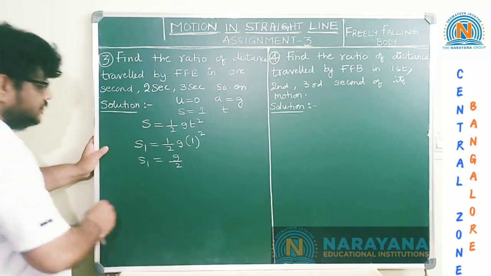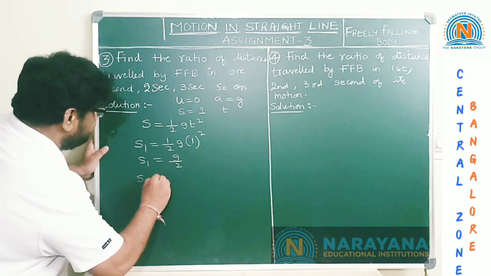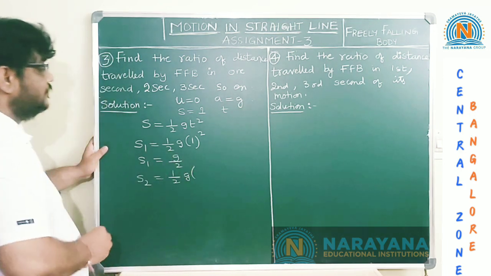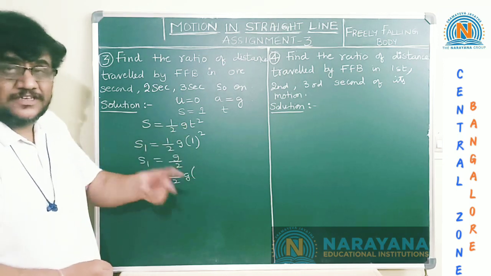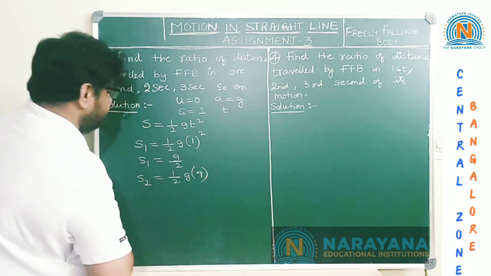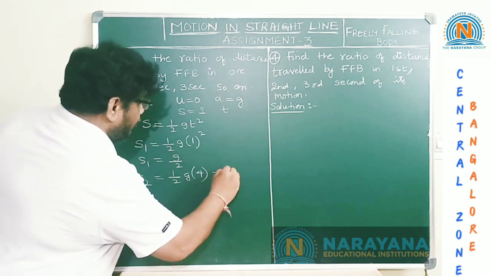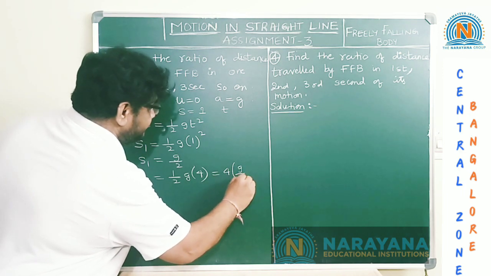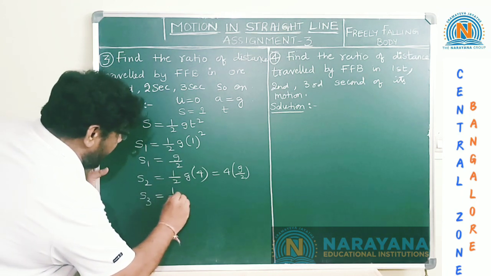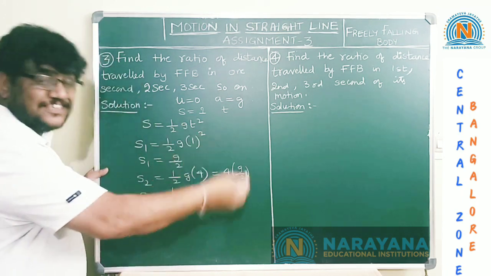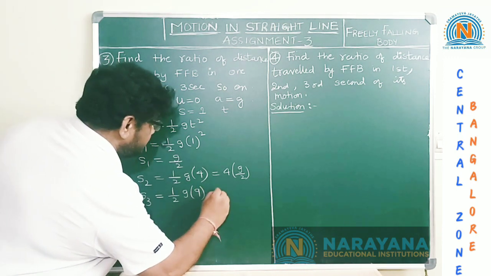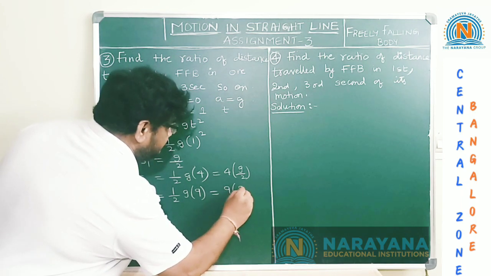What is S2? S2 would be equal to half g into t square. Here t2 is nothing but 2 seconds. 2 square is 4. So it is 4 times g by 2. Now if you take S3, S3 will be half g 3 square. 3 square is nothing but 9. So it is 9 times g by 2.